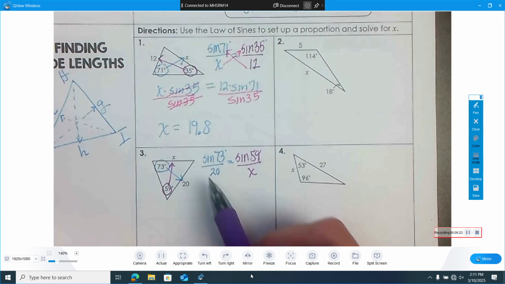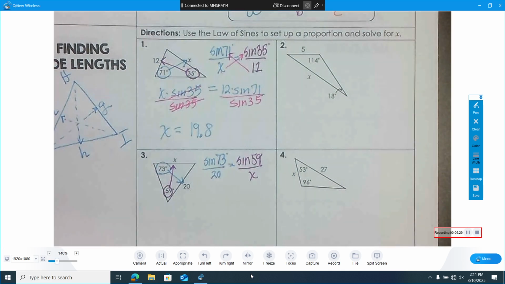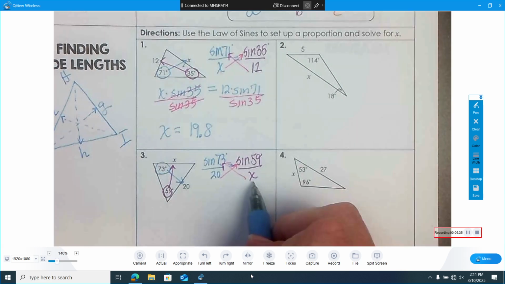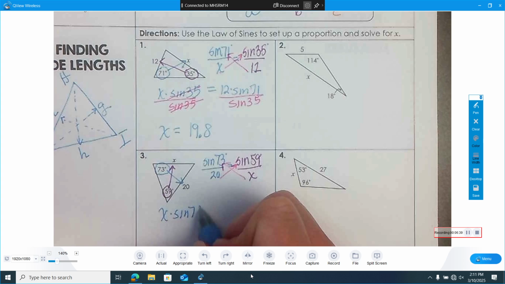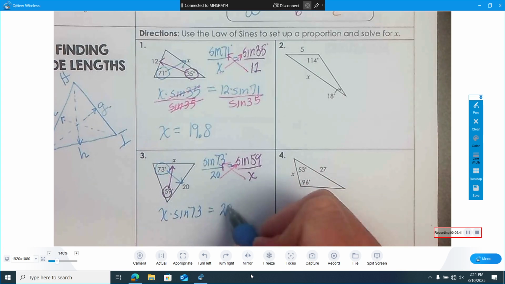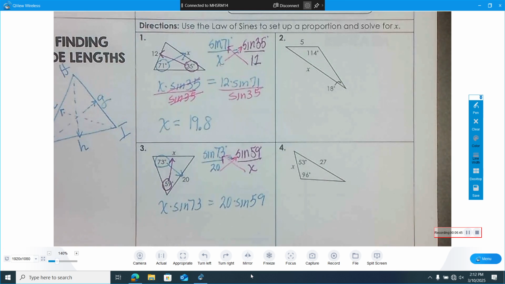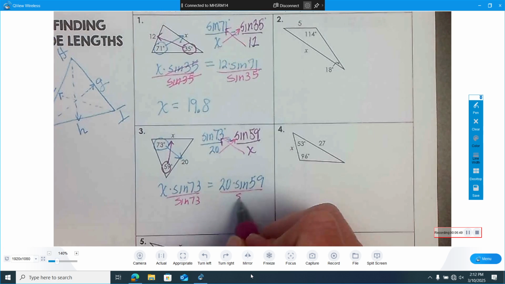Remember, when we use sine, cosine, and tangent, they have to have an angle measure attached. So we need degrees with that in order for it to work. All right, let's cross multiply. So again, I'm going to start with the thing that has the x. So that's going to be x times the sine of 73 equals 20 times the sine of 59. And how do you get x by itself? Divide by the sine of 73.